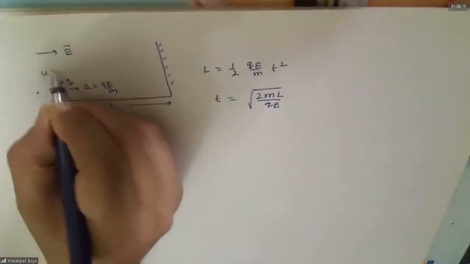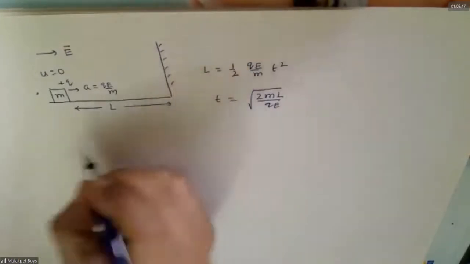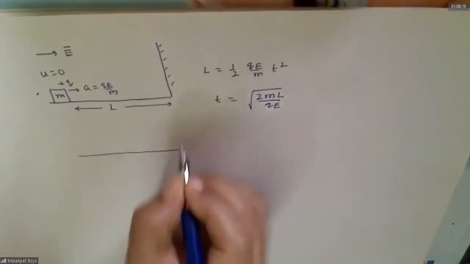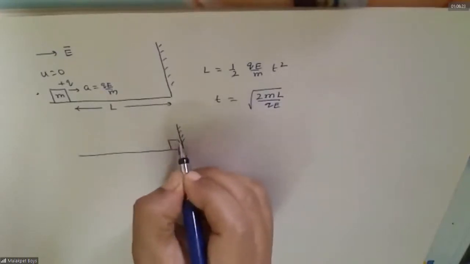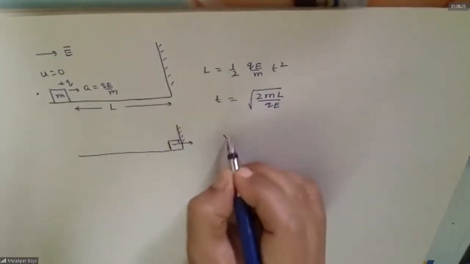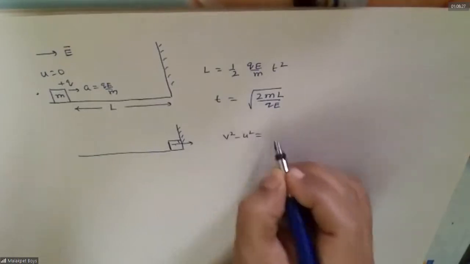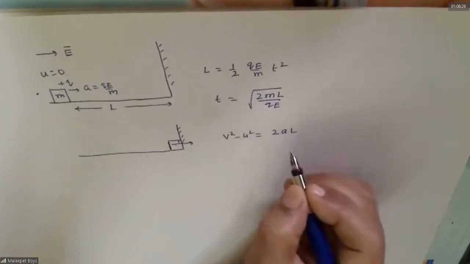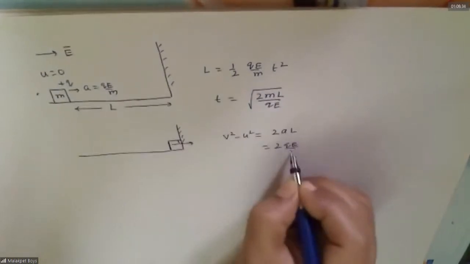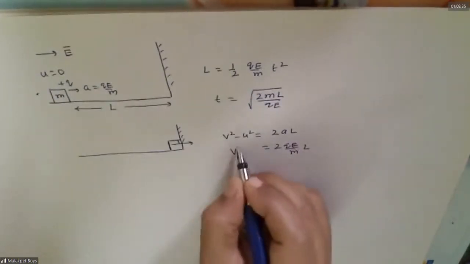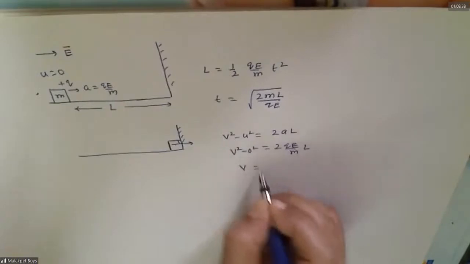So here U is 0. Suppose the block hits it with a velocity V. Now we have V square minus U square equals 2AL. Okay, so A is 2QE by M into L. So V is how much?